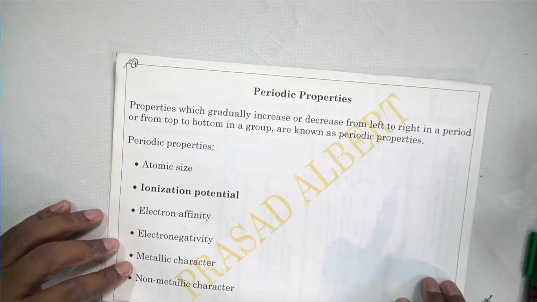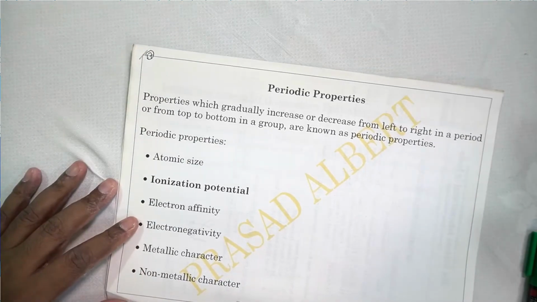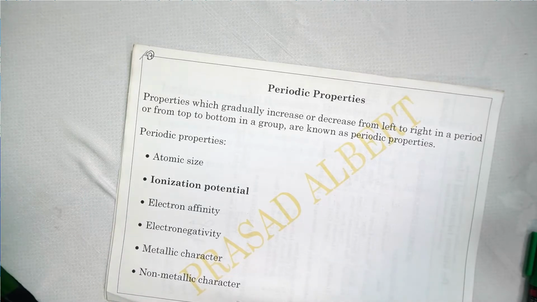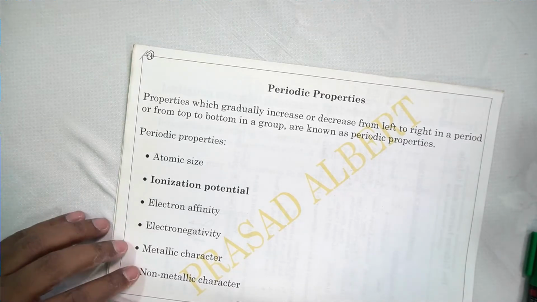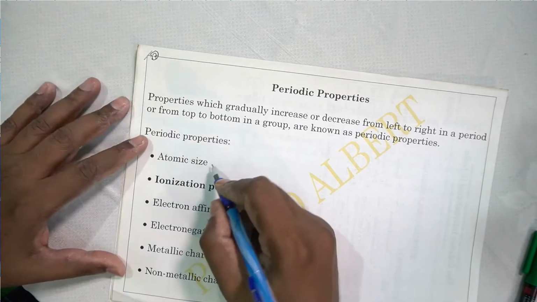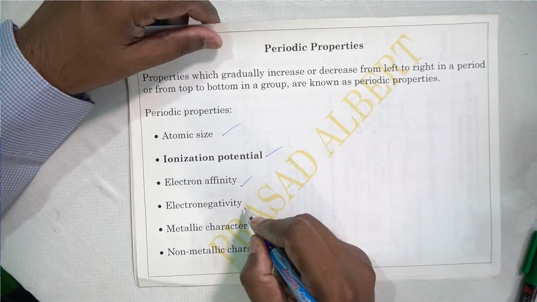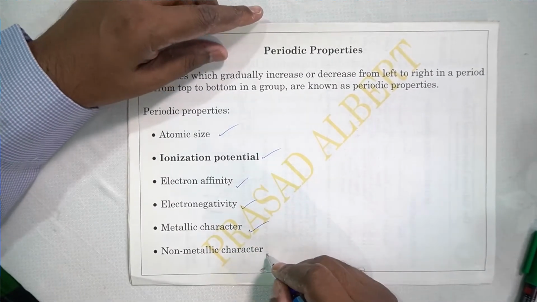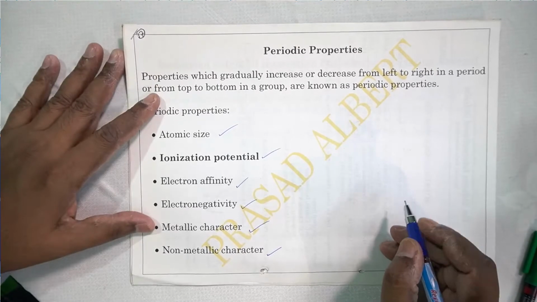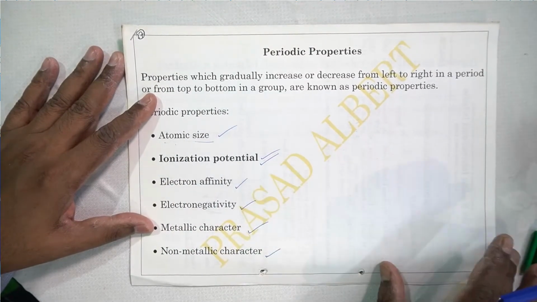Periodic properties are the properties which gradually increase or decrease from left to right in a period or from top to bottom in a group. The various periodic properties that we study in class 10 are atomic size, ionization potential, electron affinity, electronegativity, metallic character and non-metallic character. In the previous video we have seen atomic size. In this we will see ionization potential. So let's see what ionization potential is.